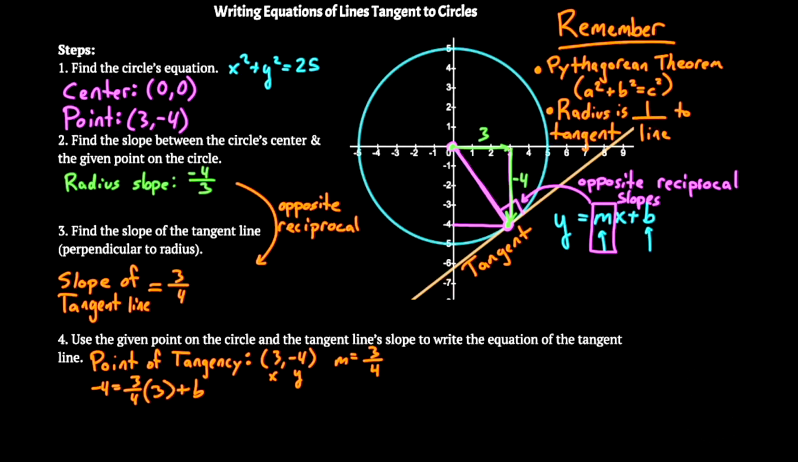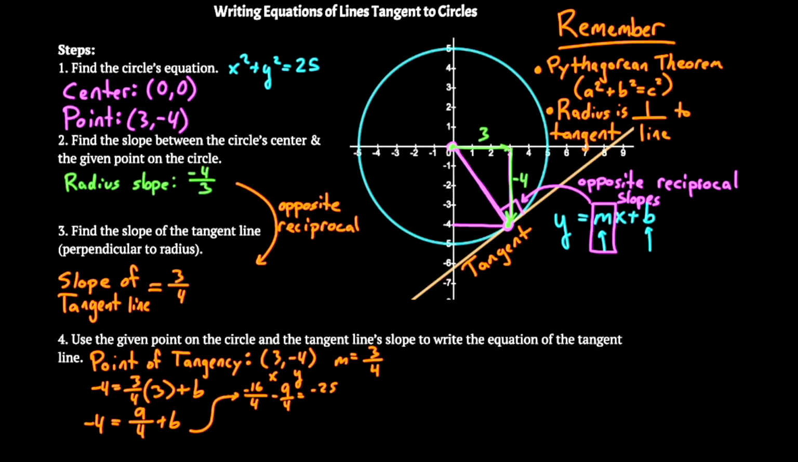All right, so 3 times 3/4 is 9/4. I still have plus b, and negative 4 on the left. Now I just have to subtract 9/4 from both sides. So I'm actually going to think of this negative 4 as negative 16/4. I'm just going to switch it to a fraction so that I can subtract 9/4 from it.